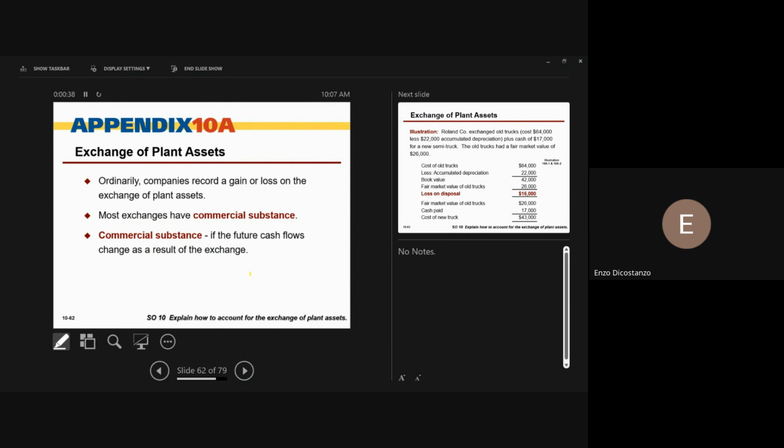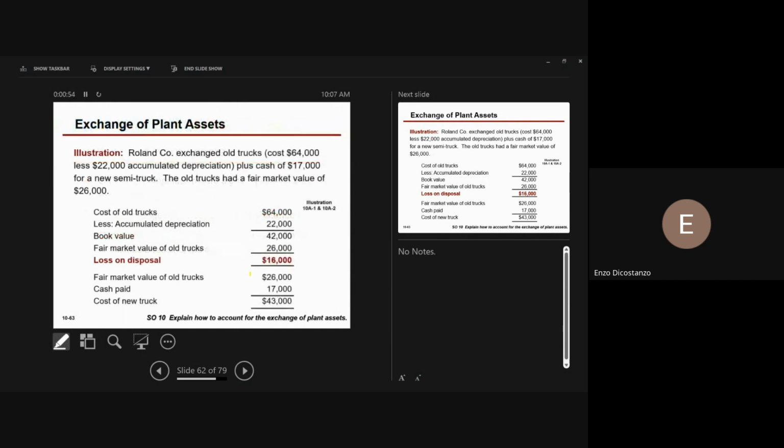This is exchange of plant assets. Recorded gain or loss on the exchange of plant assets. A lot of the exchanges have commercial substance, and commercial substance is if the future cash flows change as a result of the exchange. And we have this here. We had old trucks at 64,000, less 22,000 cumulative depreciation, plus some cash that we paid out for a new semi truck. And the old truck had a fair market value of 26,000.